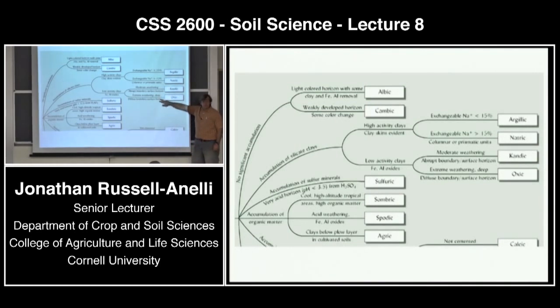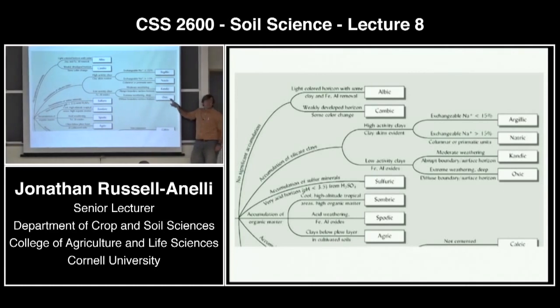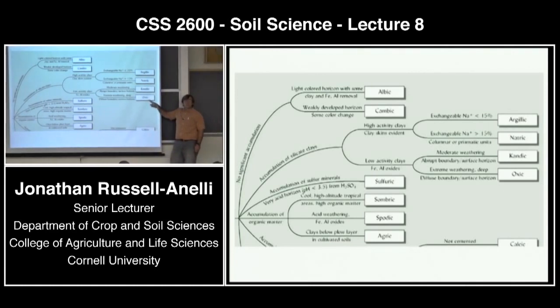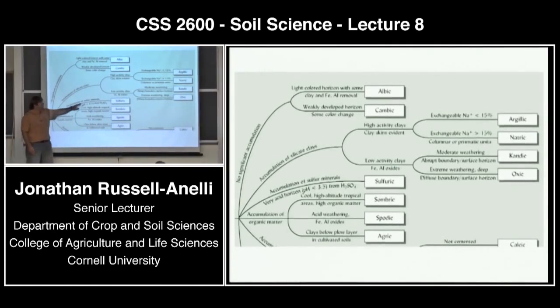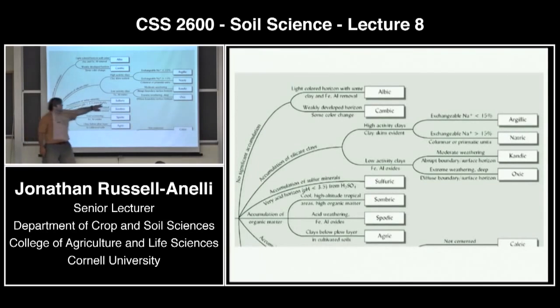If it's under extreme weathering, deep horizons, we call it an oxic. Oxic is diagnostic for oxisols. You start seeing the combinations, how you throw these things together, you start getting your soils. All right. If we have an accumulation of sulfur minerals, we've got a sulfuric horizon, diagnostic horizon. If we're having an accumulation of organic matter, cool high altitude tropics, high organic matter, a sombric horizon.